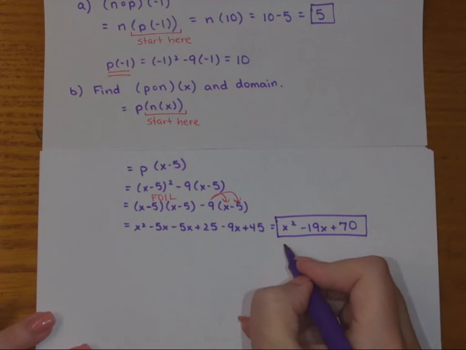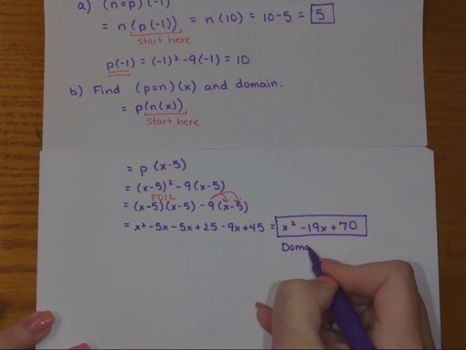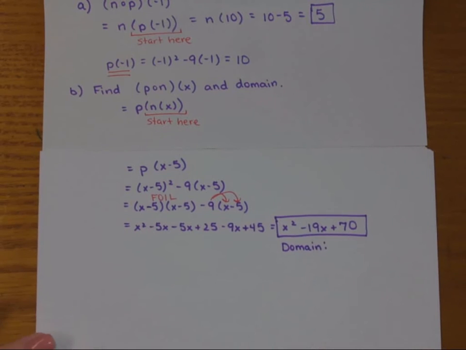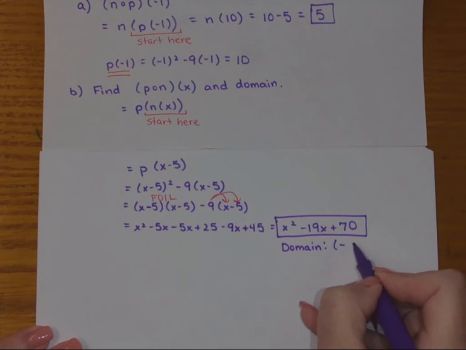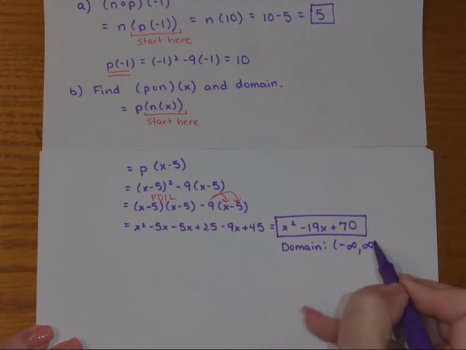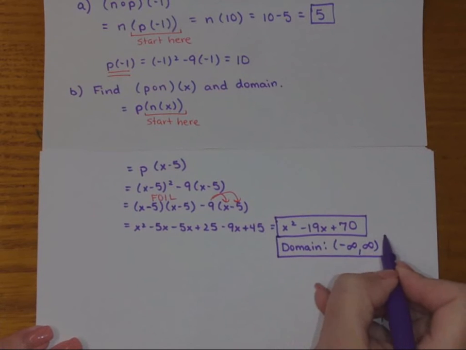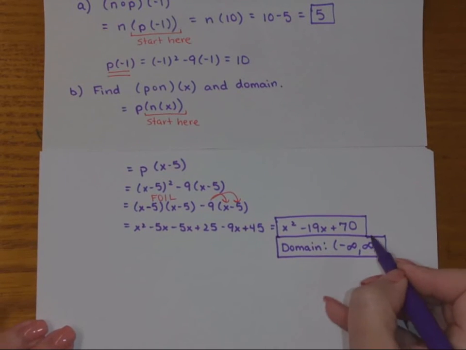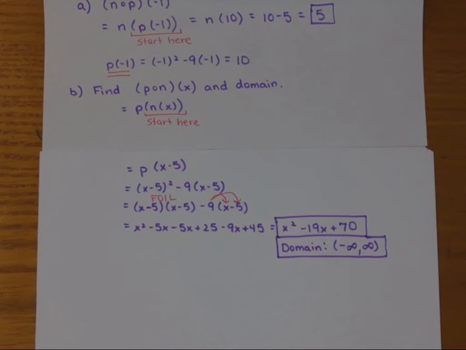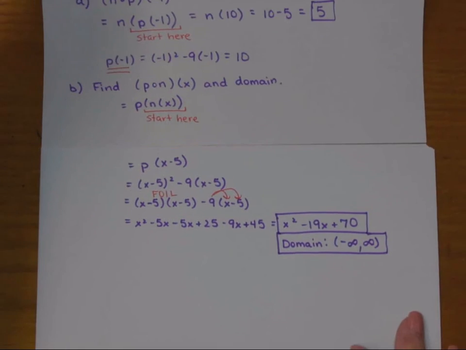And then I'm just asked to find the domain. Remember what I said before: if there are no restrictions on x, which there aren't, there are no fractions and no square roots to worry about in this one, then the domain is just negative infinity to infinity. Another way to think of that is that this is a parabola, and parabolas have domains of negative infinity to infinity.